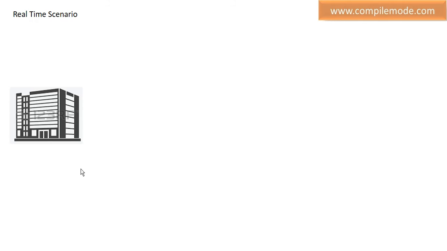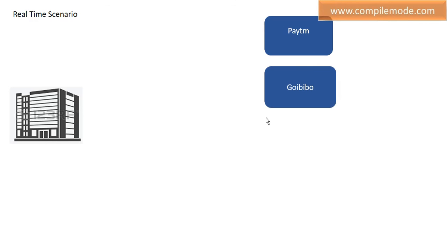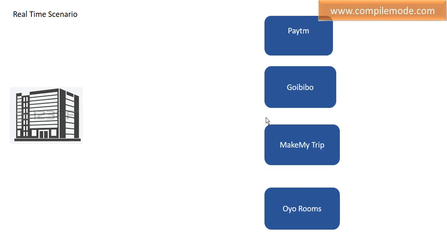Suppose I have one IT team. I have given this task to the IT team: create one application which can be a cross platform application, can communicate easily with our hotel, and through which they can book the rooms. So the scenario is this: Paytm is there, GoIBB website is there, Make My Trip is there, and OYO Rooms is there.